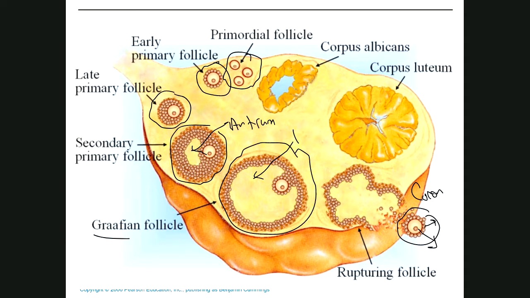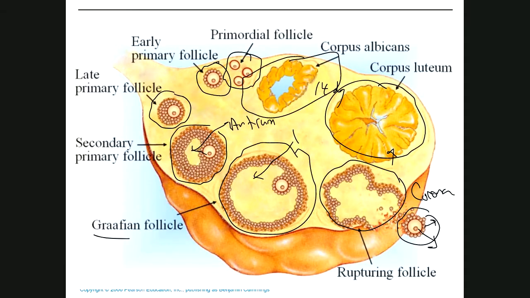And then what's left of this follicle under the influence of hormones is going to turn into a corpus luteum. And remember, that lives for 14 days. And then it's going to die and become a corpus albicans. And then the process is going to start all over again.